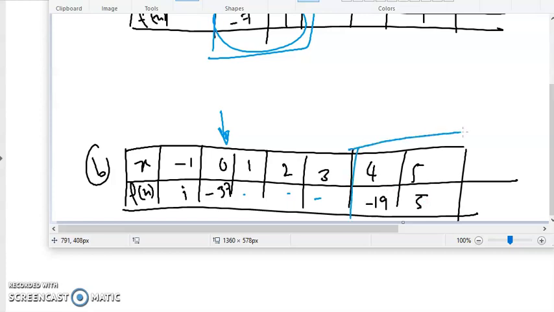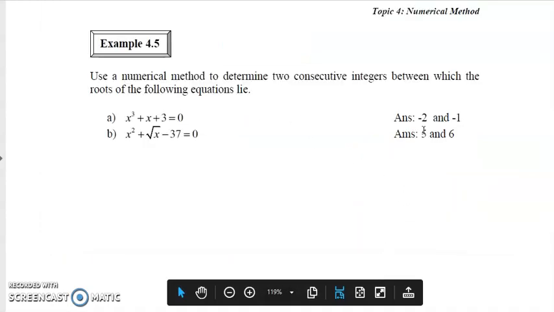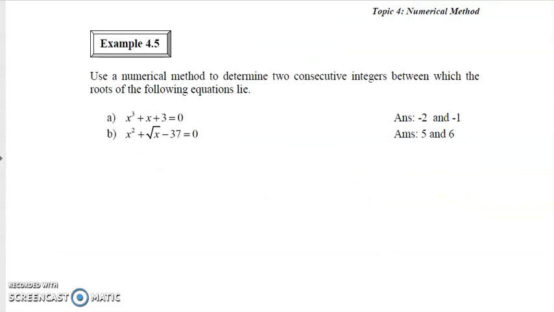So there is a change of sign here, from negative to positive, between x is equal to 4 and x is equal to 5. So therefore, you already have the answer over here. Please try to do it by yourself.